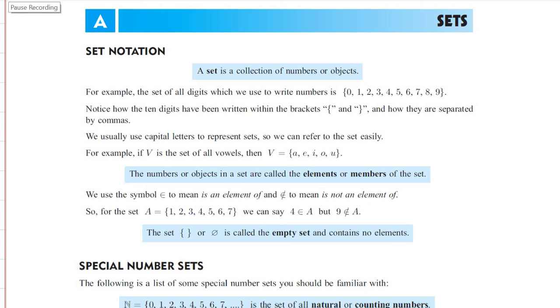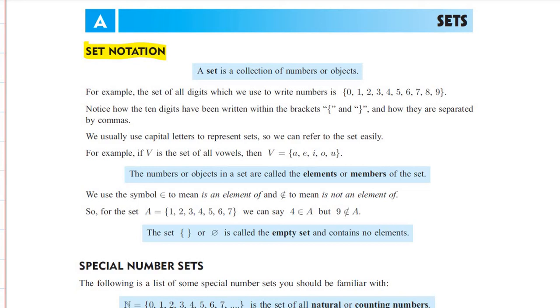This video is about sets. So we're going to talk about first set notation. A set is a collection of numbers or objects. If you think about a set of golf clubs, that's a particular number of different golf clubs in a container, in a group. You can think about a chess set has all the different pieces that you need in order to play chess. So a set is just a collection of numbers or objects.